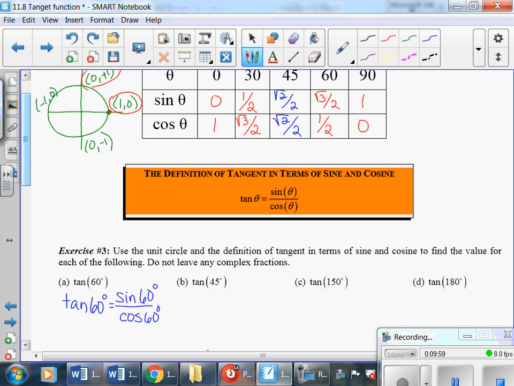I know the cosine of 60 degrees is 1/2, and the sine of 60 degrees is radical 3 over 2. Oops, I said that wrong at first.